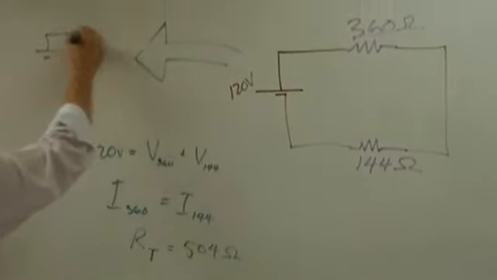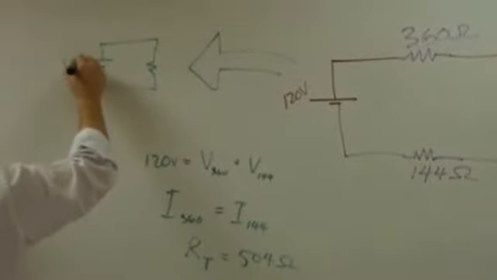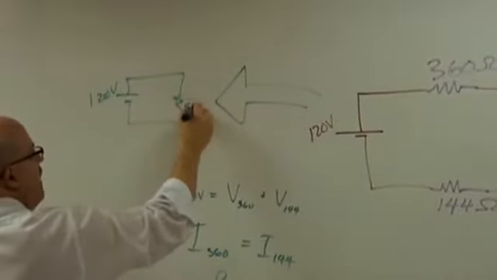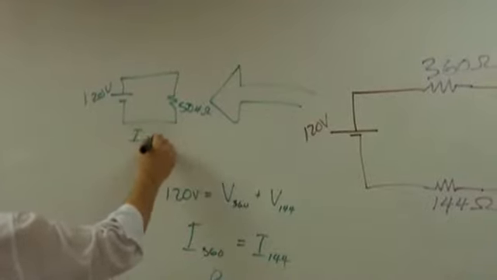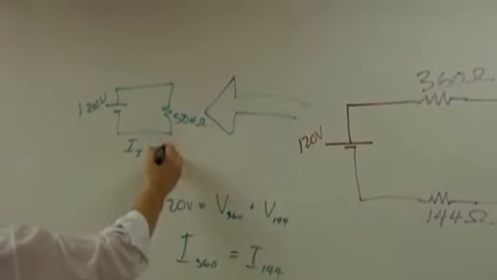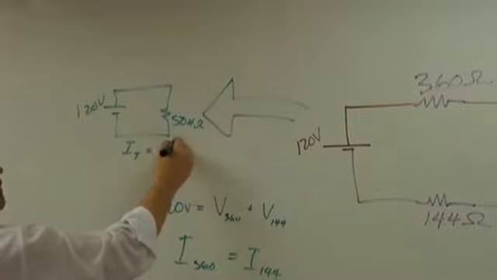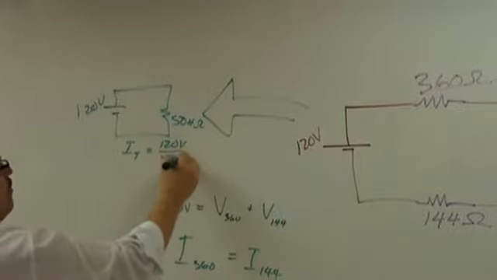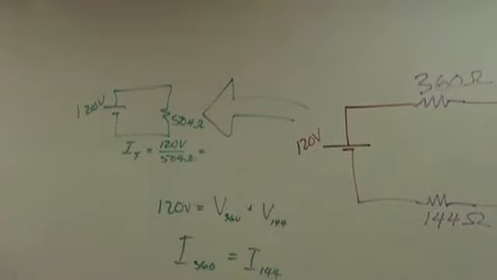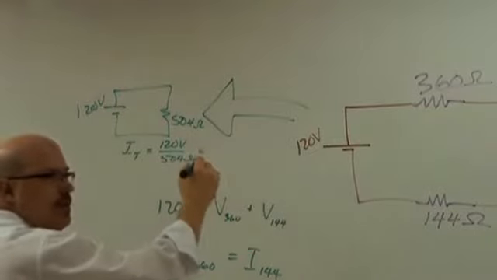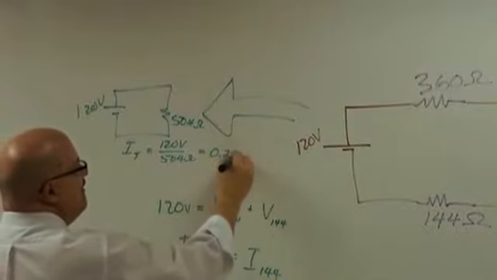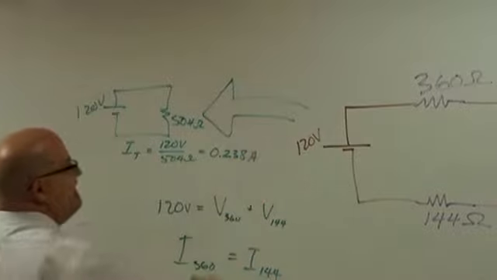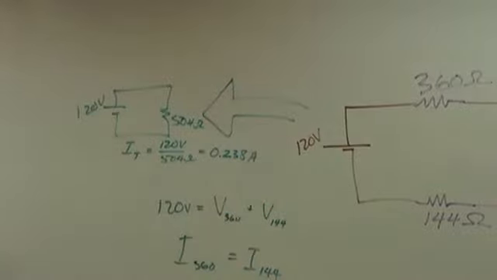Wait a minute, if we know the total resistance, that means this becomes this circuit, right? 120 volts and 504 ohms. So can we figure out the total current? Yes. What is it? 120 volts over 504 ohms. So what is that? 0.238 amps.